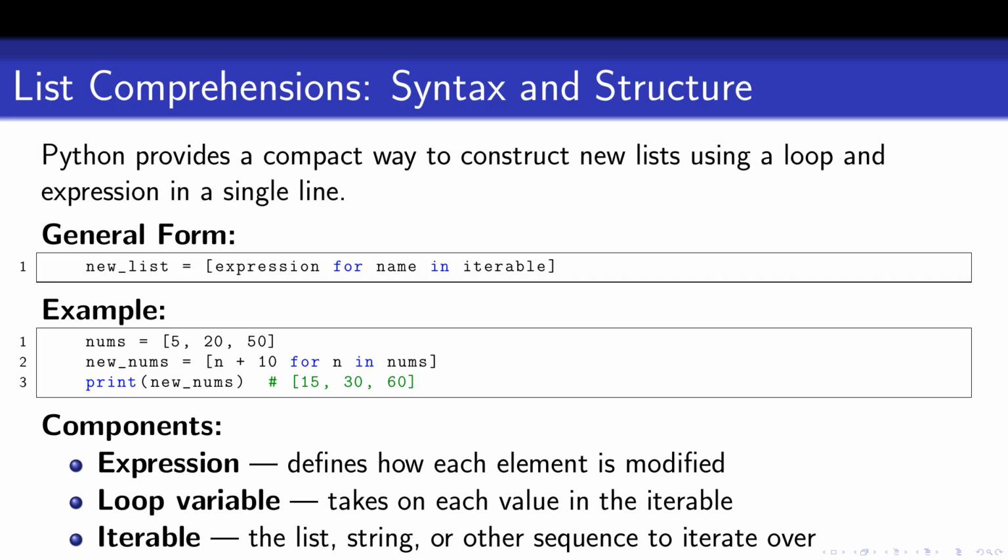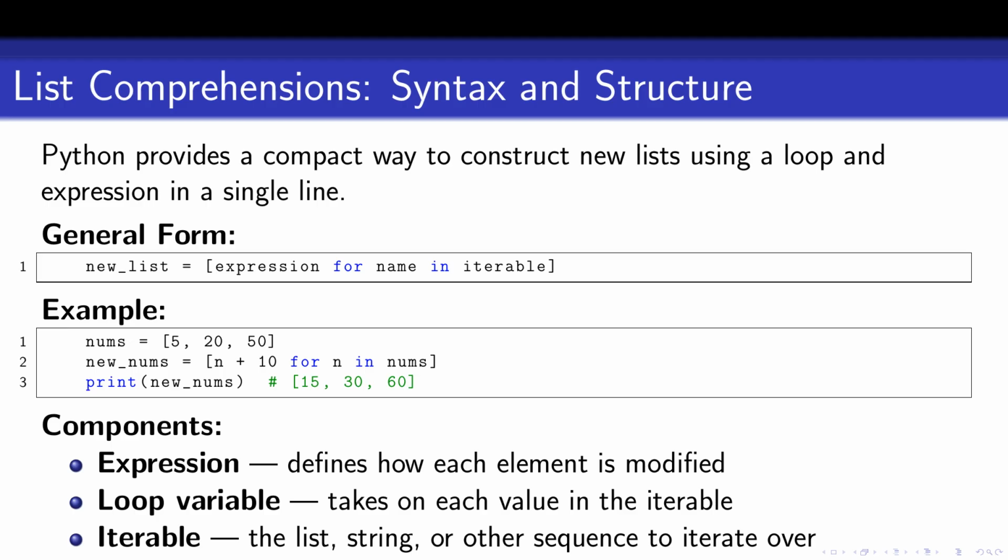Python offers a concise and expressive syntax for building new lists called list comprehensions. Instead of writing a full loop with append, you can create a list in a single line using a comprehension that combines a loop and an expression. For example, to add 10 to every number in a list, you can write n + 10 for n in nums. This approach improves readability and eliminates boilerplate code.